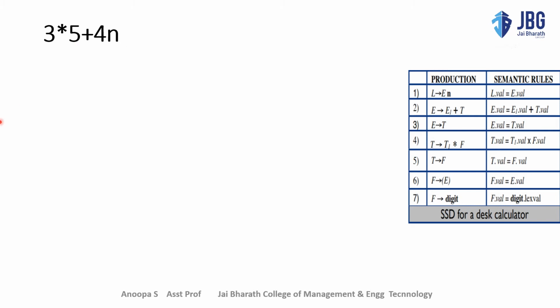So first we have to create the parse tree for that. We'll start from the start symbol, L giving En. Now we have to get this, so the next production I'm going to give is E giving E plus T. Now again I have to get 3 into 5, right? So I will be substituting E by T, then substituting T giving T star F. So this is my parse tree.